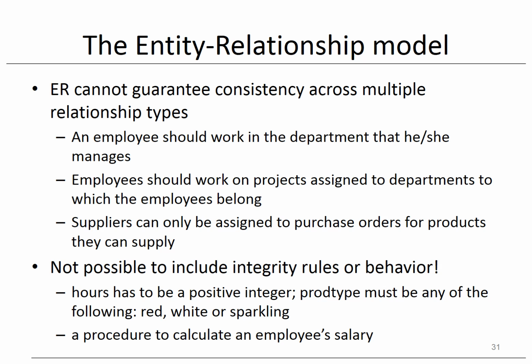Another shortcoming is that the ER model cannot guarantee the consistency among multiple relationship types. Some example business rules are: an employee should work in a department that he/she manages. Employees should work on projects assigned to departments to which the employees belong. And suppliers can only be assigned to purchase orders for products they can supply. Again, these business rules need to be documented and followed up with application code.